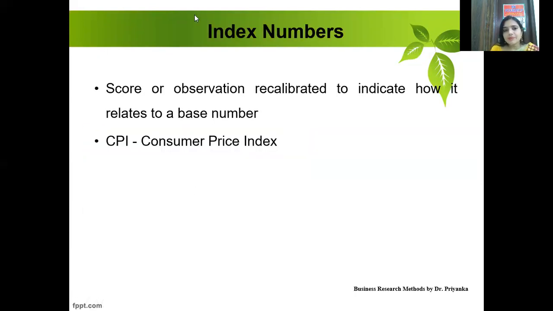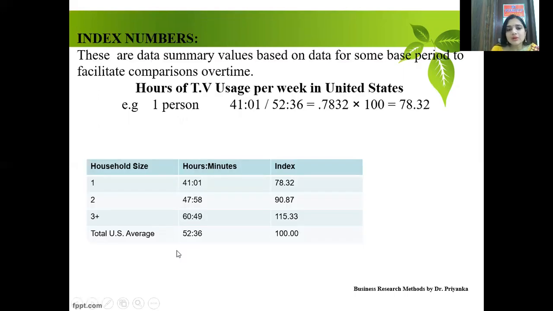Index numbers. Score or observation recalibrated to indicate how it relates to a base number. For example, consumer price index. Like this, you can calculate it. An index on the basis of household size or anything can be calculated this way.